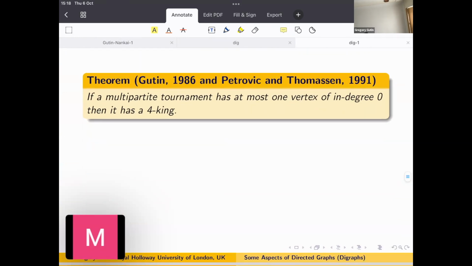Now, a multipartite tournament. It was also proved back in the 80s that if a multipartite tournament has at most one vertex of in-degree zero, then it has a four king. Unlike in the case of tournaments, where two kings are not enough, you need to consider four kings. Unless there are two or more vertices of in-degree zero, then it has a four king, and that's what I proved in 1986, and then later Petrovich and Thomas proved the same thing in 1991.